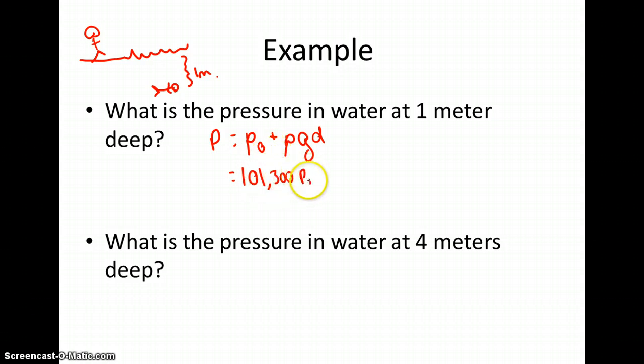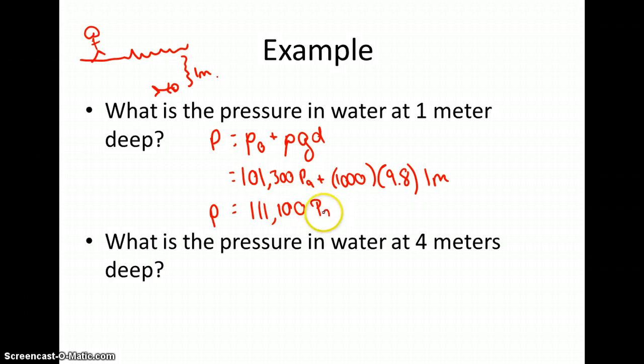I'm assuming that this person is at sea level, which is 101,300 pascals. Plus the density of water, which is 1,000 kilograms per meter cubed. I multiply by gravity basically to get the weight of that water, and I've got a depth of 1 meter, which is going to give me a new pressure of 111,100 pascals, right? If I wanted to get that to kilopascals, I absolutely would.